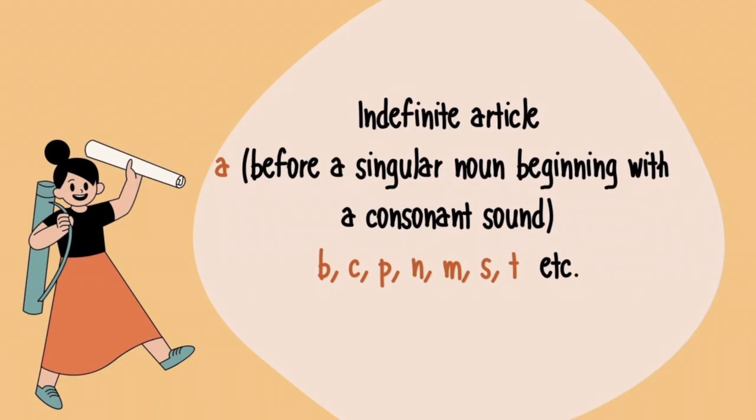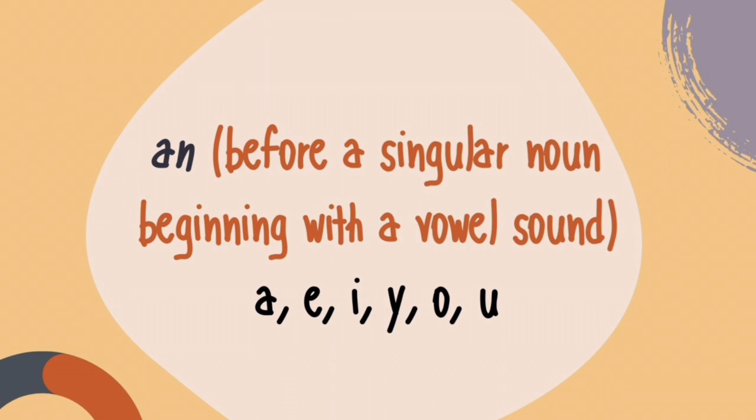Indefinite article A, before a singular noun beginning with a consonant sound: B, C, P, N, M, etc. And before a singular noun beginning with a vowel sound: A, E, I, O, Y, U.